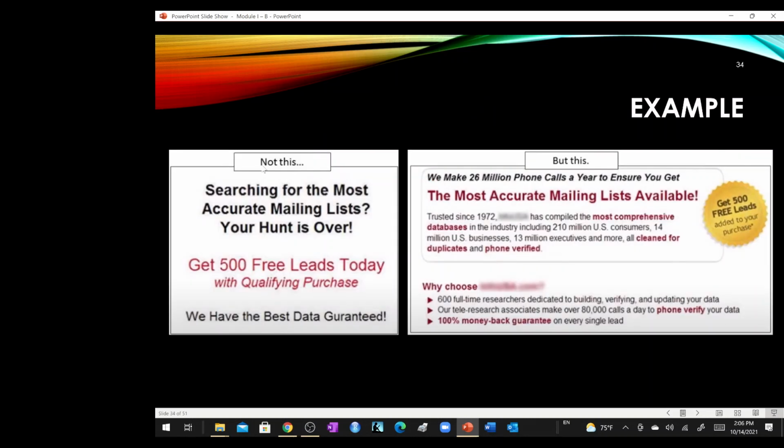So look at this, which is not this, but this. Searching for the most accurate mailing lists? Again, a question. Your hunt is over. Get 500 free leads today with qualifying purchase. We have the best data guaranteed. All right, this is better. Even though it is longer, it's better. Look at these bullet points. There is an articulation of maybe the one factor we're going to take a look and read together. And over here, look at that. We make 26 million phone calls a year to ensure you get, look, facts. So most of us now on this stage, searching for the most accurate mailing lists, your hunt is over.